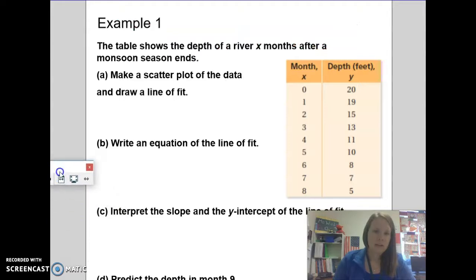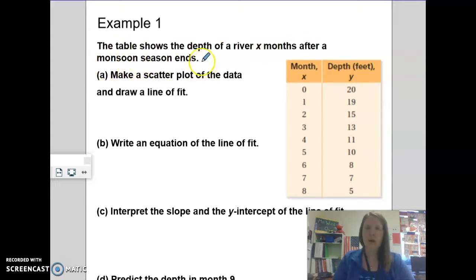So let's go ahead and look at this first example. Again, I'm going to see if I can try and extend this here once we get going. So example 1, it says the problem shows the depth of a river X months after a monsoon season ends. So monsoon seasons are usually seen, I believe, closer to the equator. And that's where they get super rainy periods of climate.